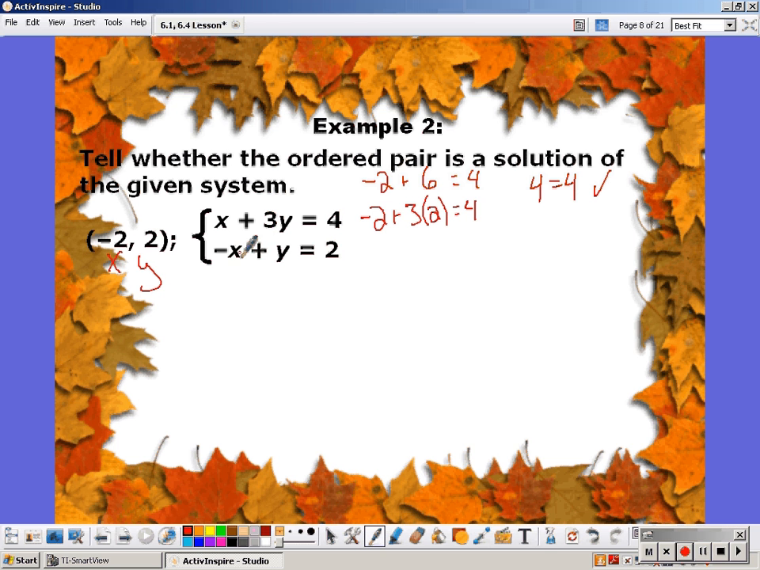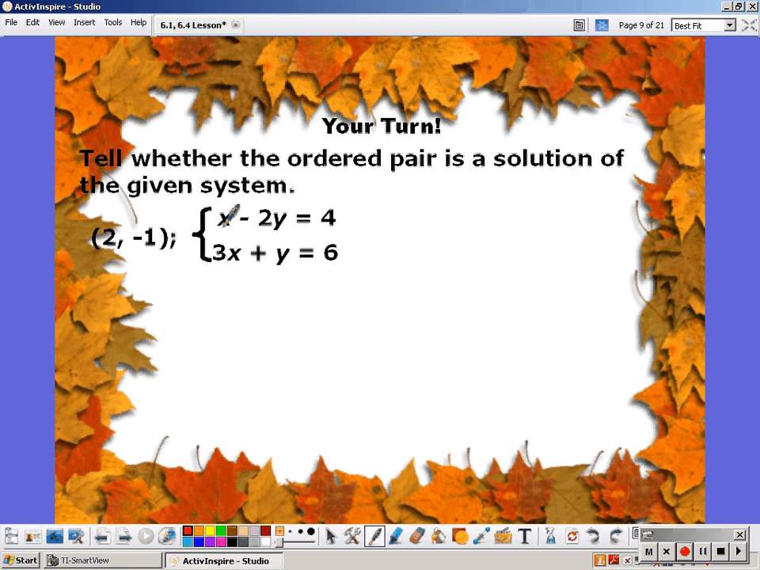Let's try it on the bottom one. So we want to put in negative x, and negative, negative 2, plus y, so plus 2. Does that equal 2? Well, negative, negative 2 is the same as positive 2 because a negative and a negative make a positive. So is 2 plus 2 equal to 2? No, that's 4 is equal to 2. Well, no, 4 is not equal to 2, so it doesn't work. So this point is not a solution for both of the equations. It has to be a solution for both for it to be the solution for our ordered pair. So no, it's not a solution.